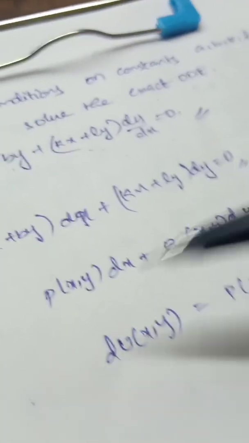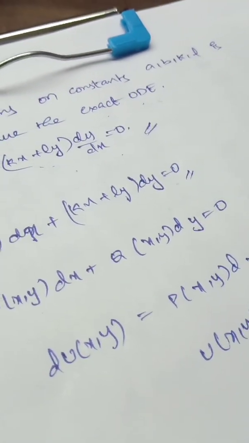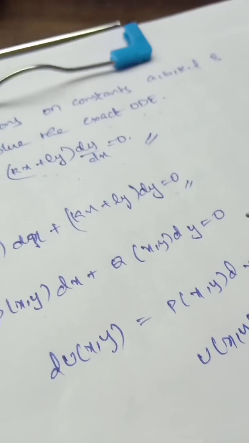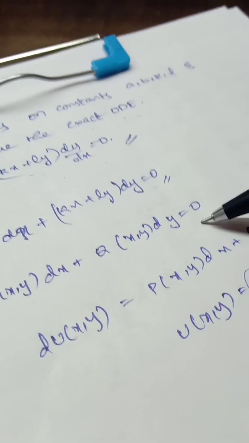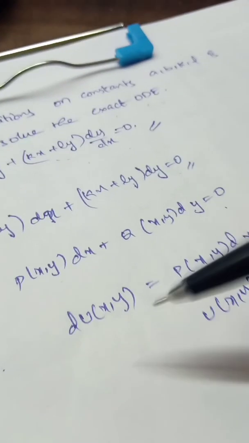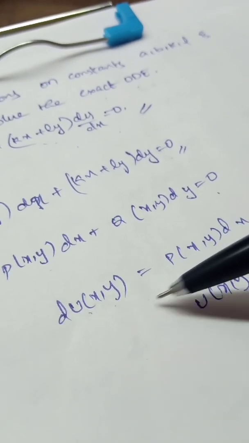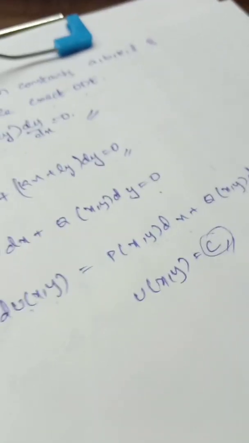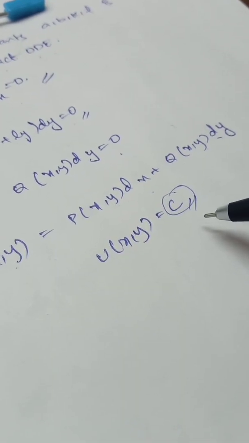This is similar to P(x, y) dx + Q(x, y) dy = 0, a differential equation of this type, which is called an exact differential equation if there exists a function of two variables, u(x, y), with continuous partial derivatives such that du(x, y) = P(x, y) dx + Q(x, y) dy. The general solution of the exact equation is given by u(x, y) = c, where c is the arbitrary constant.